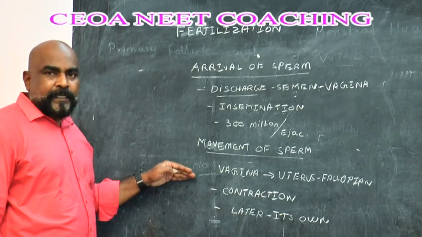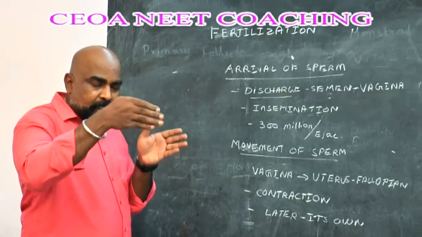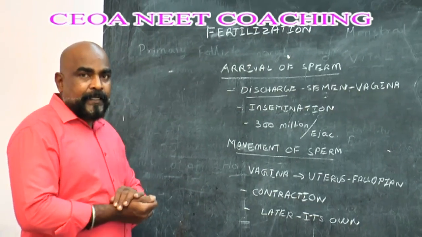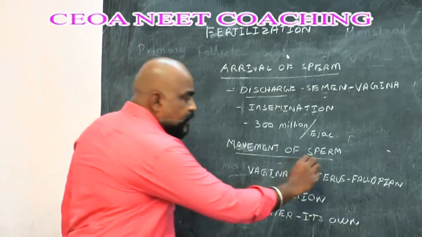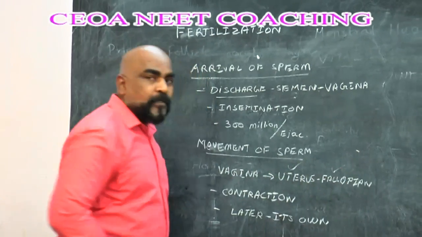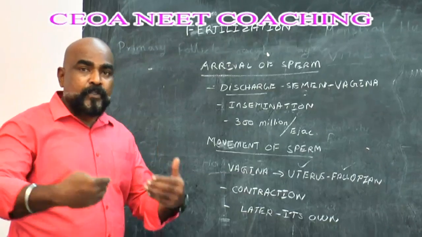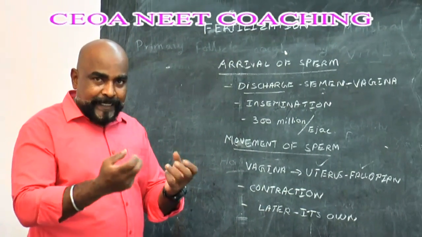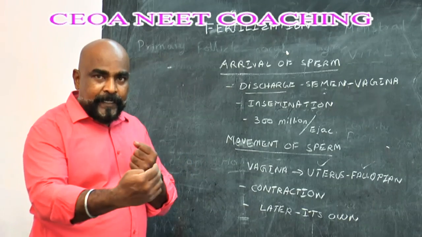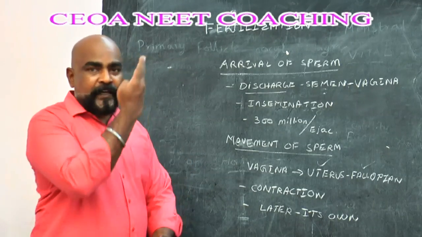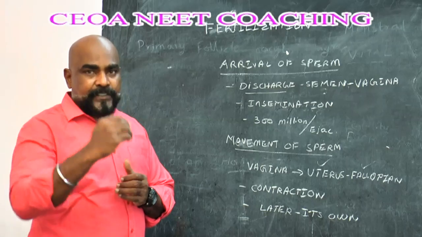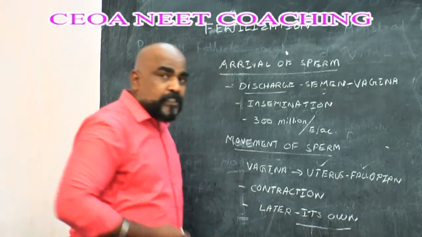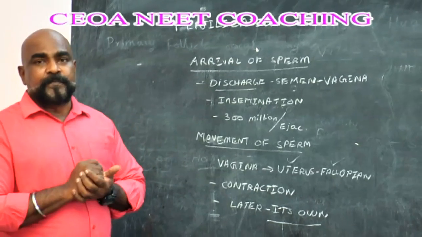In the beginning, once the semen is deposited, the contraction of the uterus and the fallopian tube helps the sperm to move in. They contract, so they help the spermatozoa to move in. But in later stages, the sperm has to swim on its own.